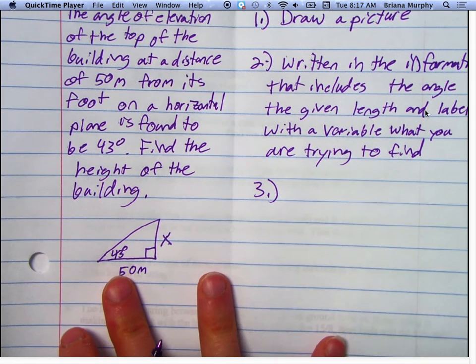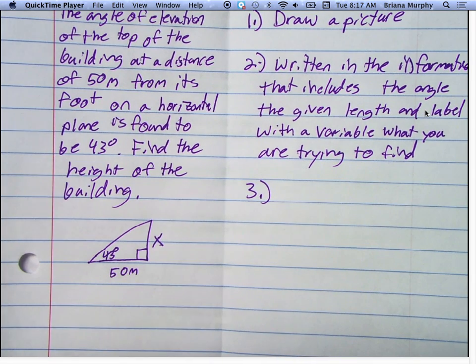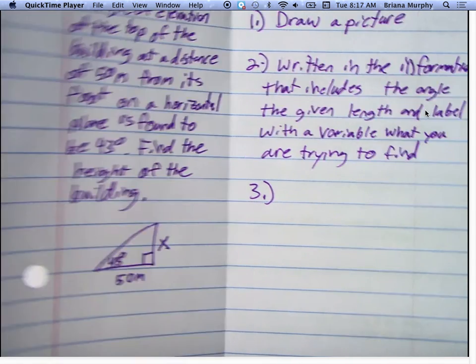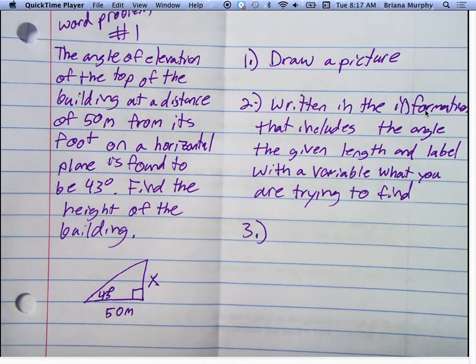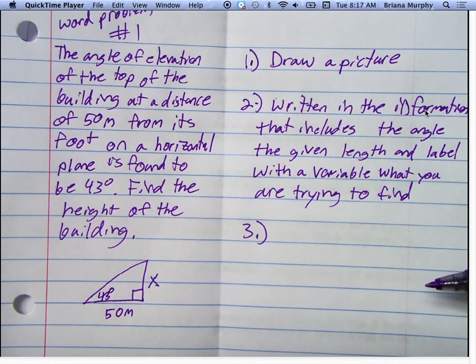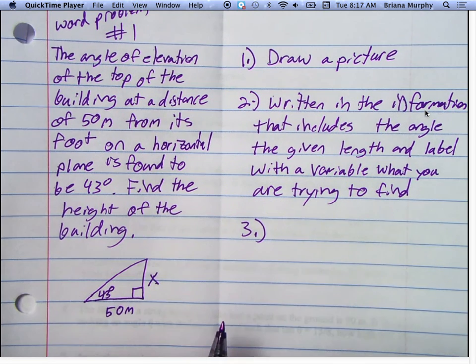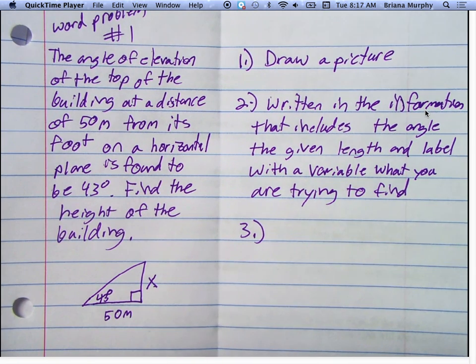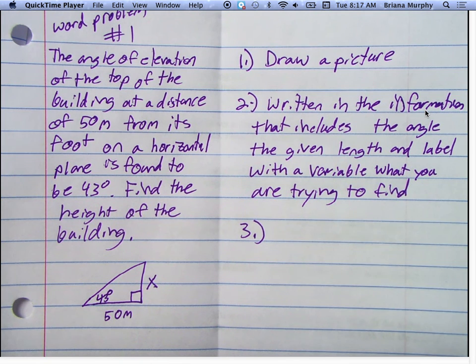Yeah. So your wording does not have to be exactly the same as mine. Okay? You do not need to copy this word for word. If I wrote down something similar to this, that's fine. All right. What is my third step? Now that I have my picture drawn and I've labeled all the stuff that it's given me, my angles, my sides, my unknowns, what do I do next?